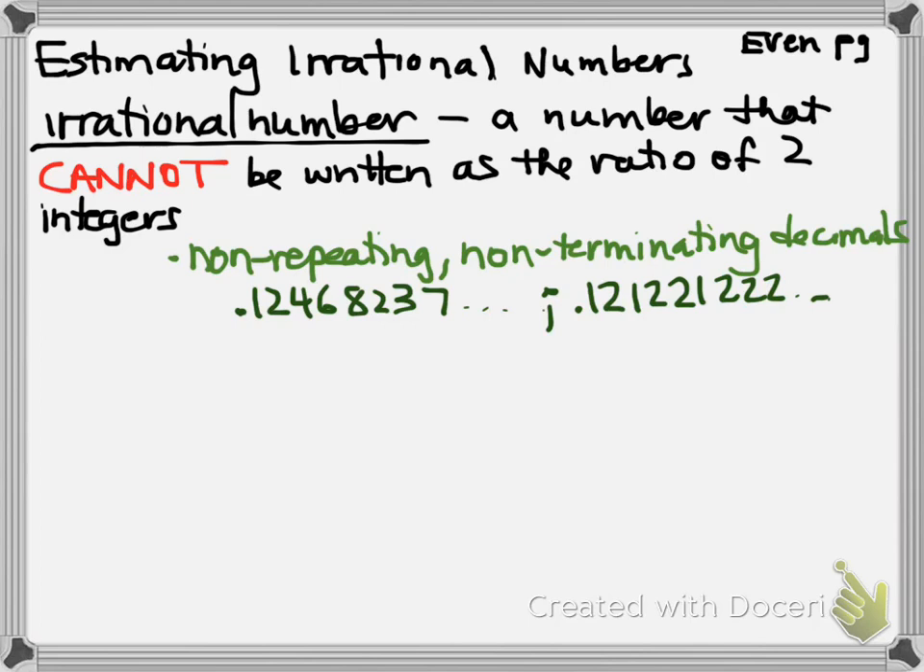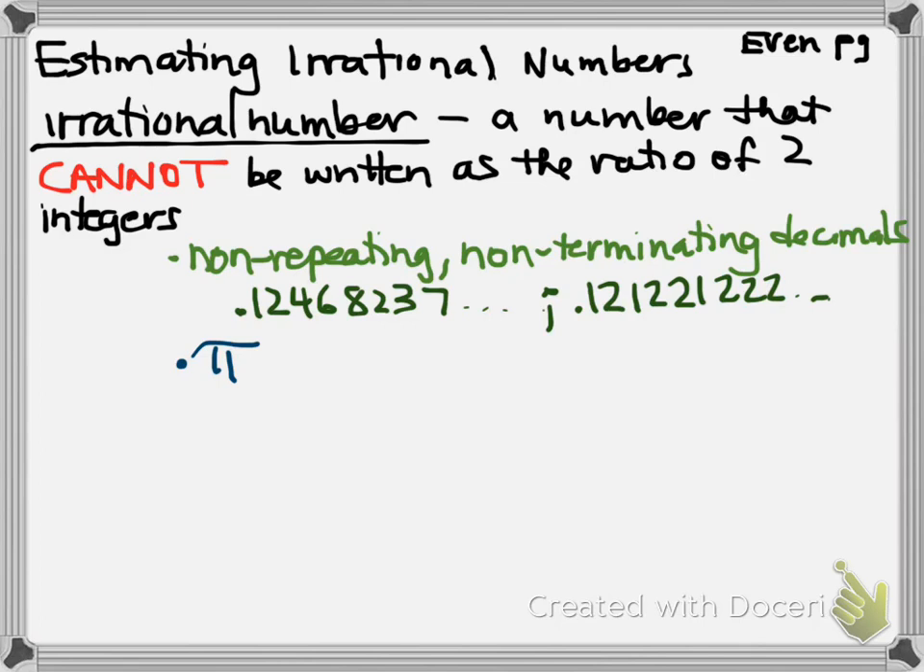When we say irrational, most people think of this symbol. What do we use in math that is irrational? Brittany? Pi. Okay, so pi is definitely what we call irrational.